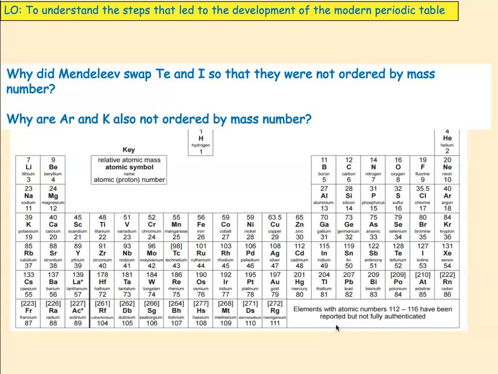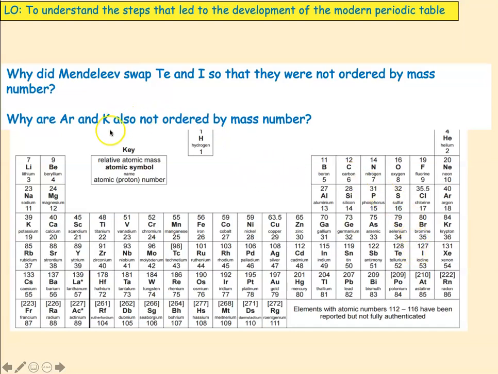Okay, so what I want you to do is try and remember what I've just said, and why did he swap tellurium and iodine? If you look at tellurium and iodine now, iodine has a mass of 127, whereas tellurium has a mass of 128. So they should be the other way around if you were going by atomic mass.